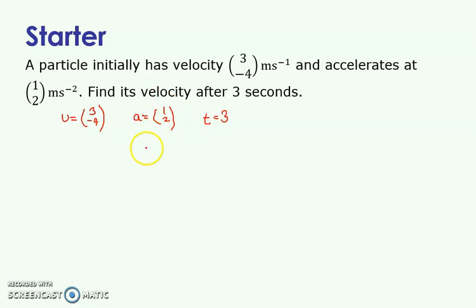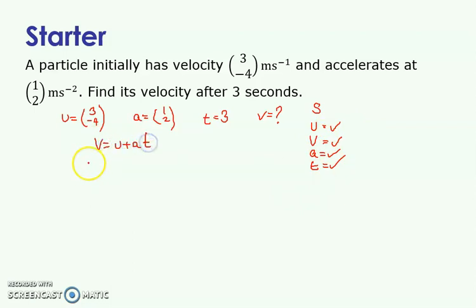I want a v. So that looks to me like a SUVAT equation. And when you do SUVAT, have we got the s? No, we haven't. We've got the u, we want the v, we've got the a, and we've got the t. So we're looking at using v equals u plus at.